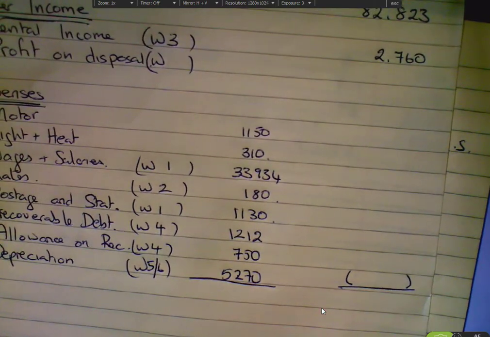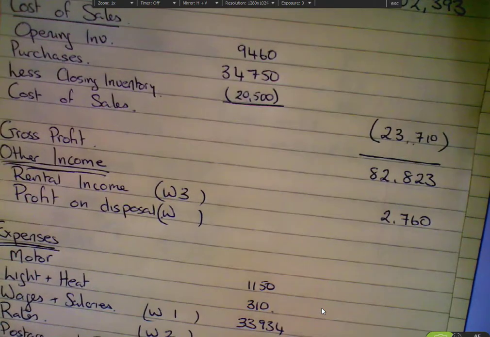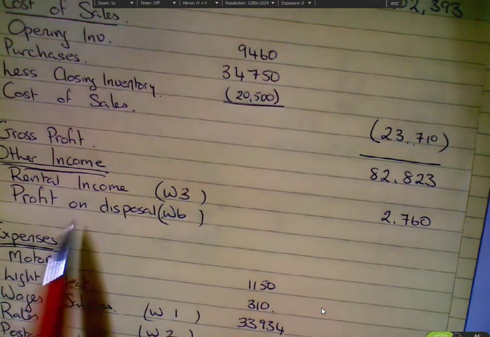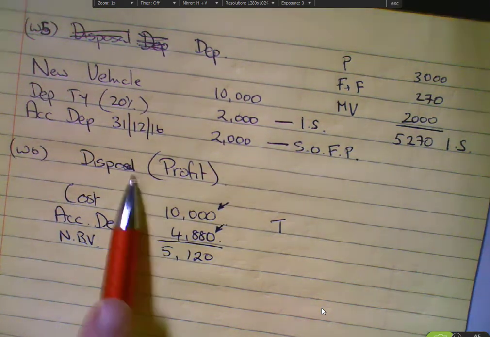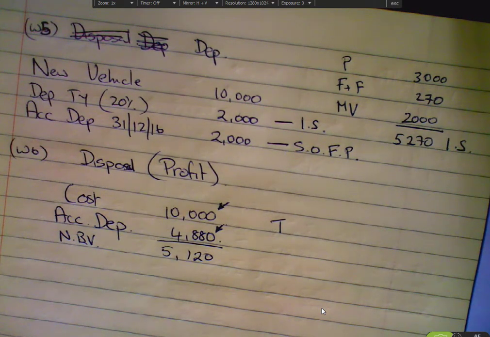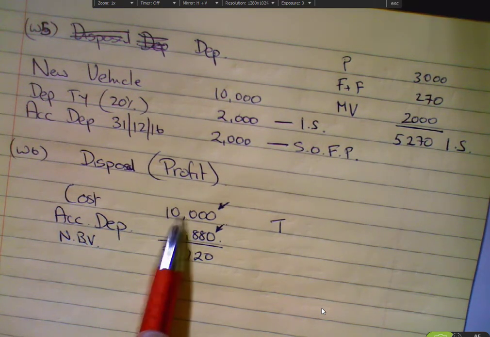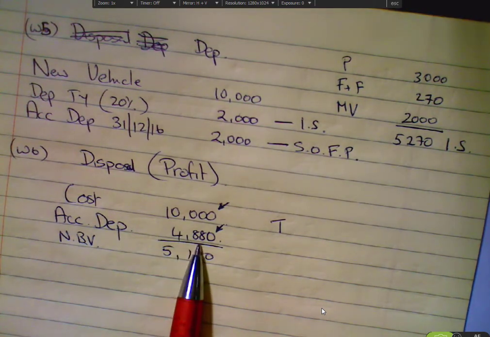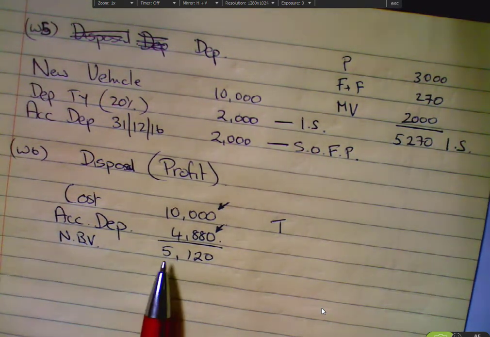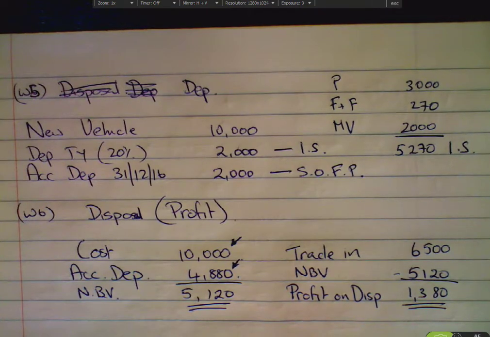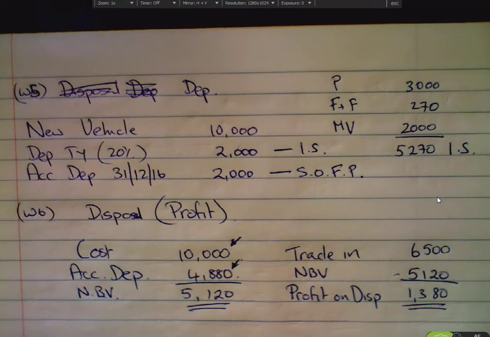Now, the only thing I've left to get through here is my profit on disposal. I've got to figure that one out. So what am I trying to do on this profit on disposal? What I'm trying to do is take away all evidence that we had that older vehicle. So I've got my 10,000 of original cost, my 4,880 of accumulated depreciation, and I'm clearing both of those out to give me a net book value of 5,120.